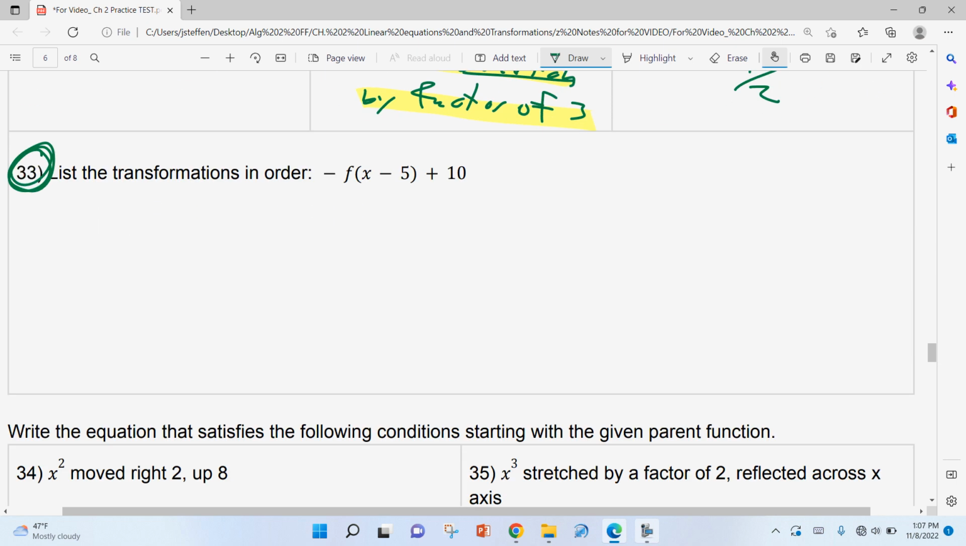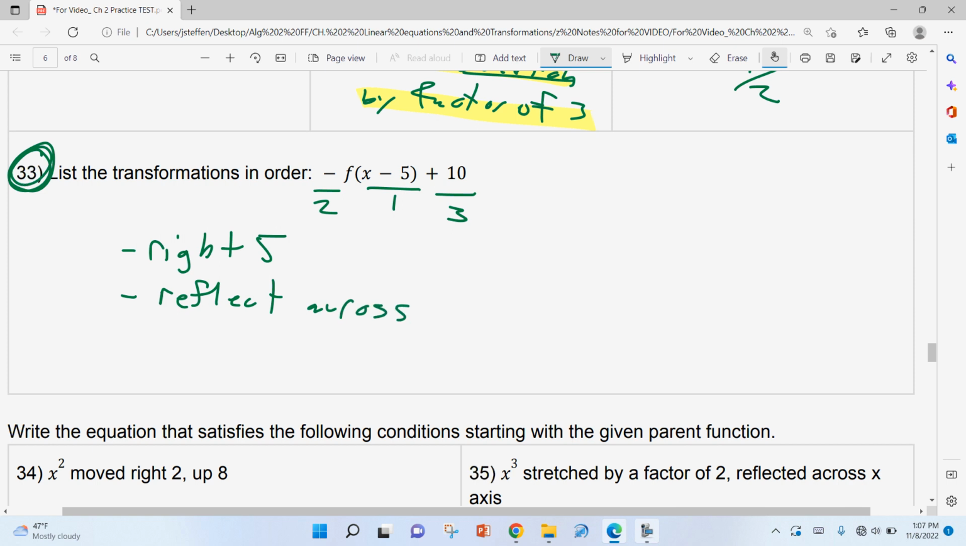Now this one you need to do in order. So this one comes first, then this negative is second, and then the last thing is up and down. So we go right 5, and then reflect across the x-axis, and then up 10. Now these I should make sure I specify just in case you skip this. These are not fractions. I was just labeling what we do first, second, and third.